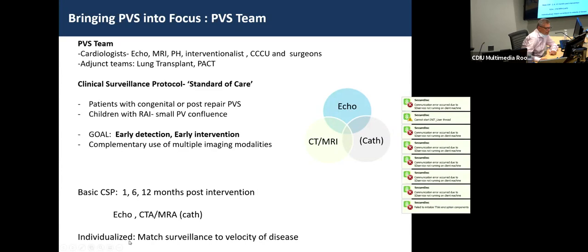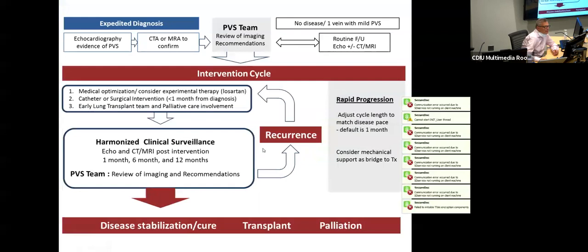So as Rachel has indicated here, we try to match the surveillance and the interventions to the velocity of the disease. The velocity of the disease is really patient-specific and not really predictable in advance. And this just shows some of the algorithms that we use.